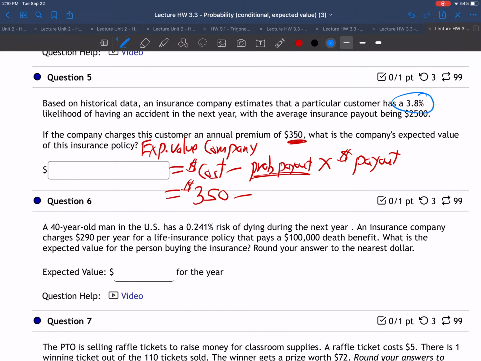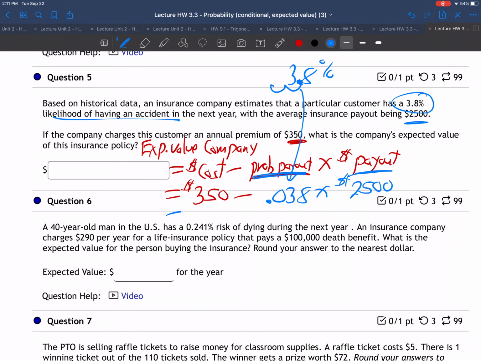Well, we make that a decimal, 0.038, right? We take that 3.8%, we go back 2 places, and we get 0.038. That's the probability that a person's going to have an accident and the company has to pay out to the customer on that policy, times the payout. How much are they going to have to pay out if they have to pay out? $2,500.